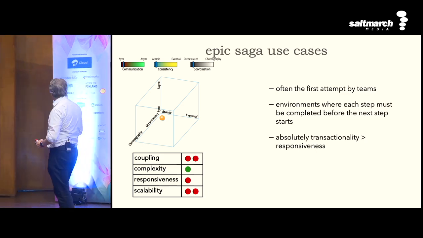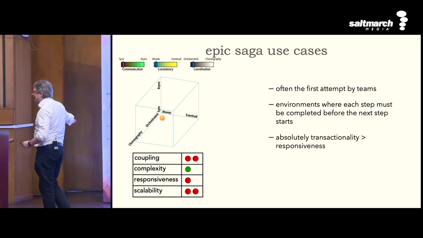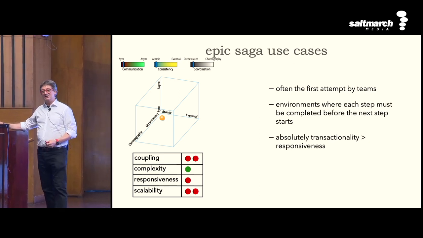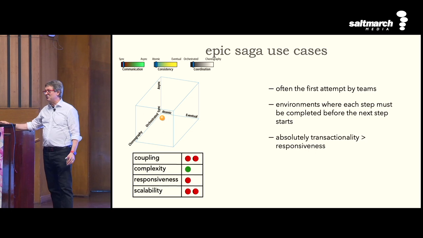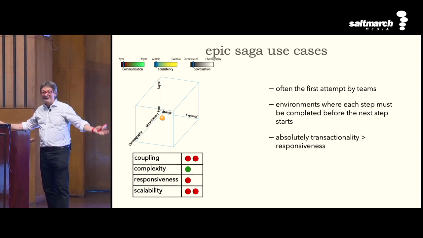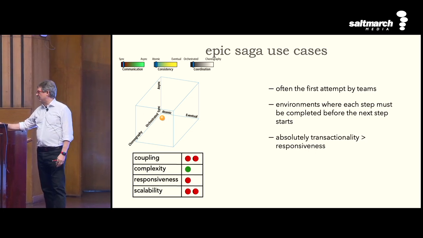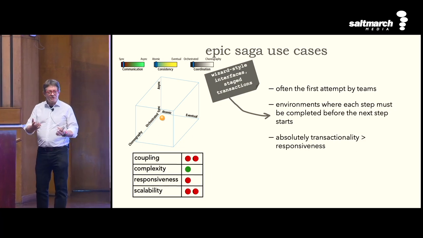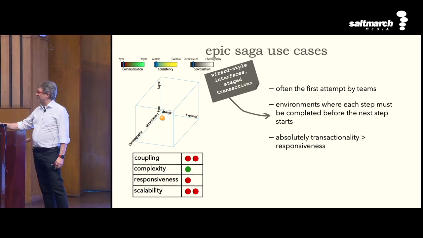And you'll notice here, coupling is really bad in this architecture, and so is responsiveness, and scalability is terrible. You can see why scalability is so bad. You're doing so much waiting in this particular workflow. So wizard-style interfaces or staged transactions are the appropriate use for the Epic Saga.